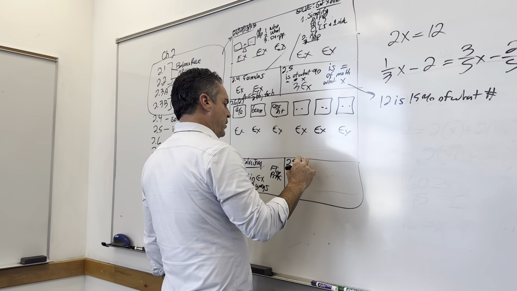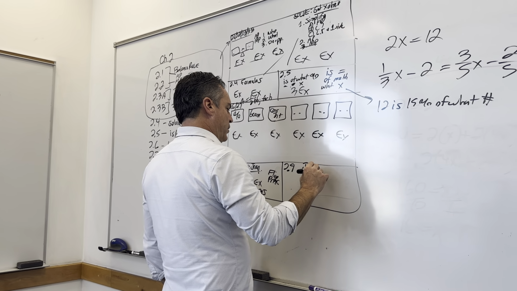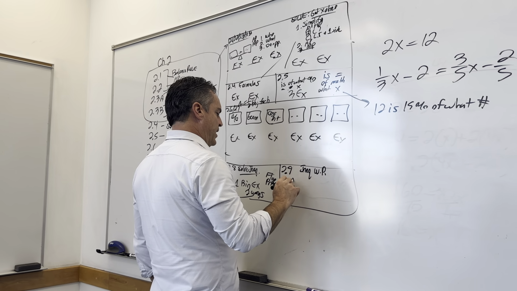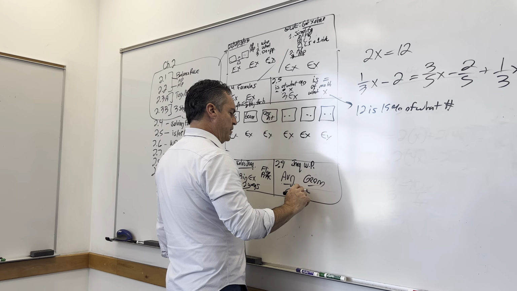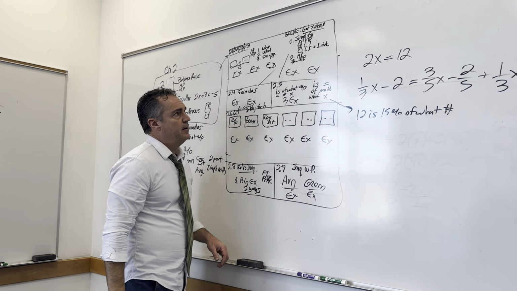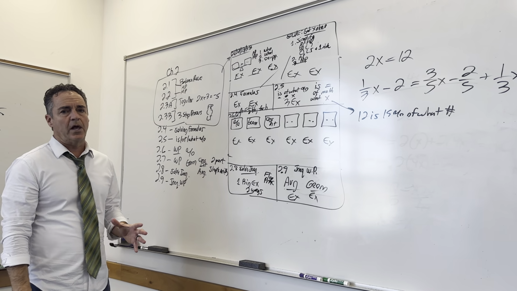Then 2.9 is inequality word problems, and we're going to do 2 examples in class today, an average problem and a geometry problem, and you better have those 2 examples written and done in here. That's your visual chart for chapter 2. That can really help you out.